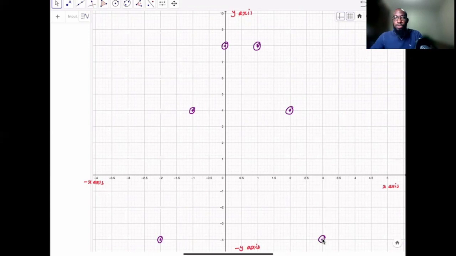Right? Once you do that, then you have to draw a smooth line, right? You're not supposed to use your ruler. You don't draw a straight line. You draw a curve, a smooth curve. So we start from here and we draw a curve. All right, so let me do that right now.